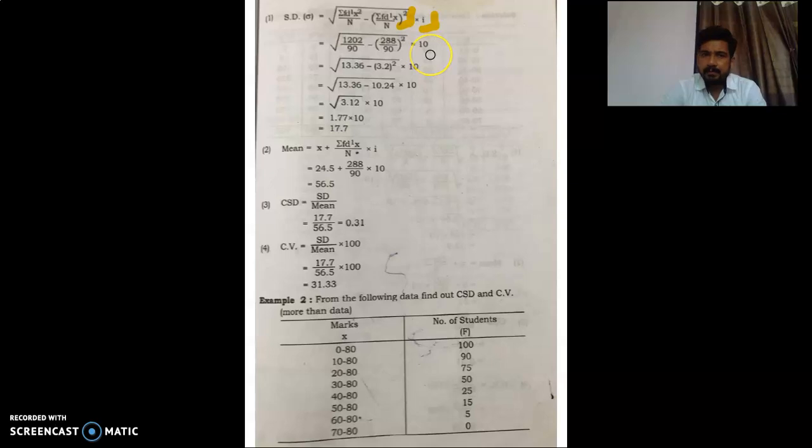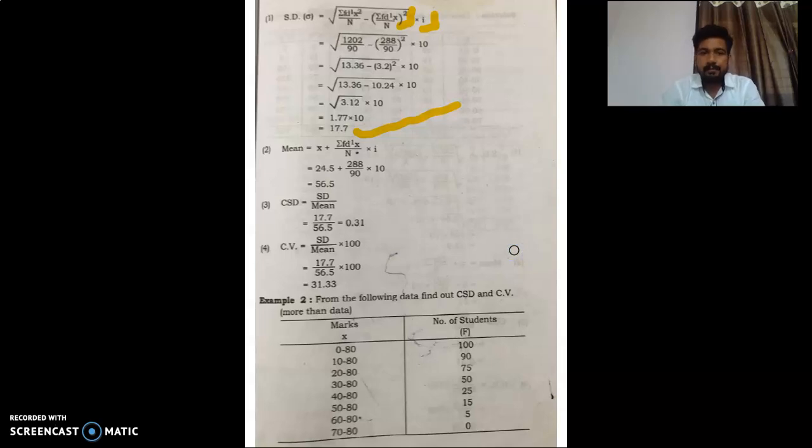Divided by 90 multiplied by 10. Then just solving this, 13.36 minus under in bracket 3.2 bracket square, multiplied by 10. Then under root 13.36 minus 10.24 multiplied by 10, then 13.36 minus 10.24 is 3.12, multiplied by 10. Under root of 3.12 will be 1.77 multiplied by 10, 17.7. So the answer of standard deviation is 17.7.